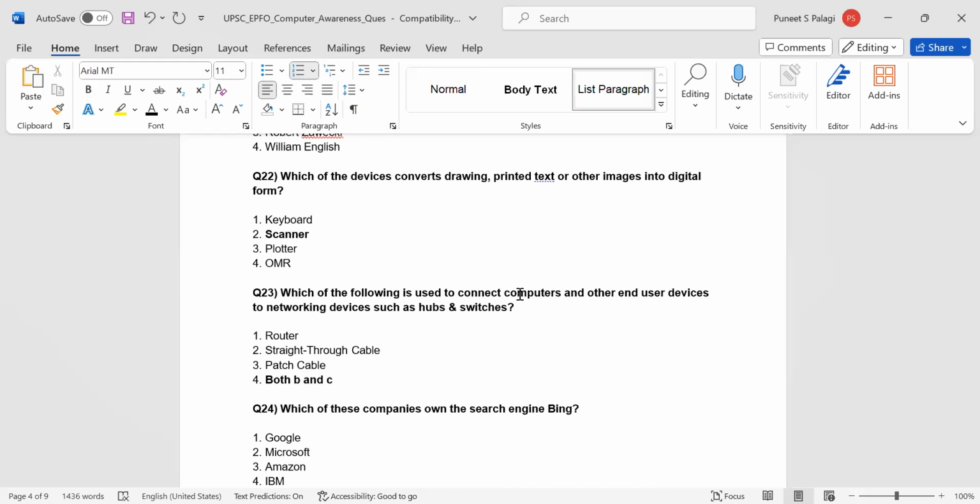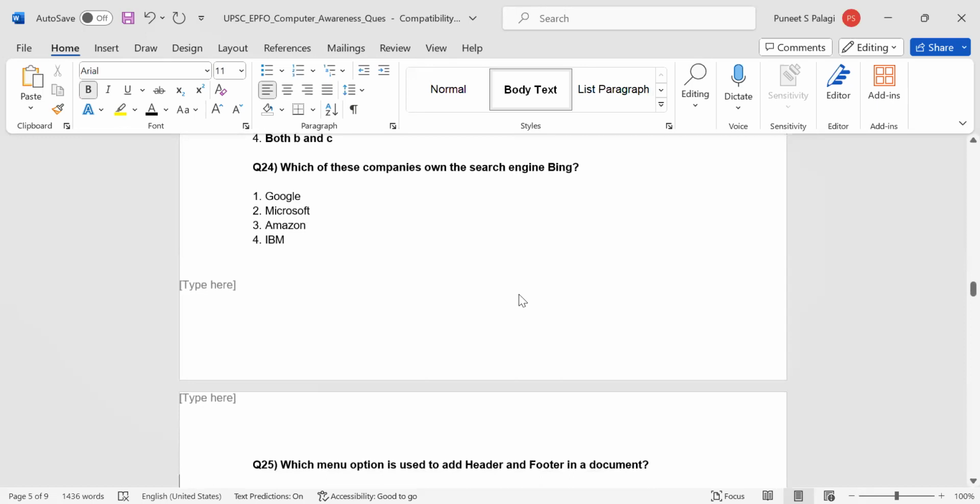Then which of these companies own a search engine Bing? So the answer is Microsoft.